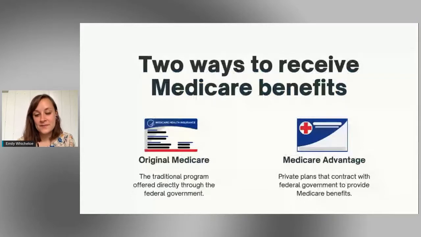There are two ways to receive your Medicare benefits. One way is through Original Medicare, the traditional program offered directly through the federal government. And the second way is Medicare Advantage, which are private plans that contract with the federal government to provide Medicare benefits.